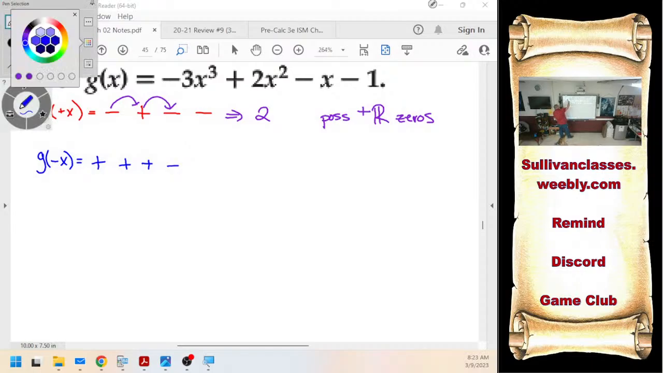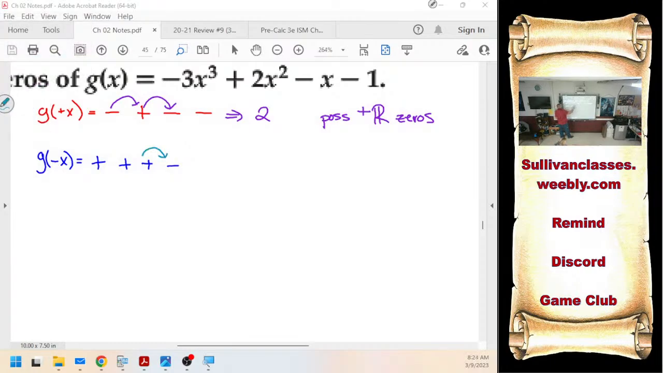The sign changes. I only see one. Went from positive to negative one time. So I'd say there's one possible negative real zero. Now this is not 100% complete because there's a little something about these polynomials.